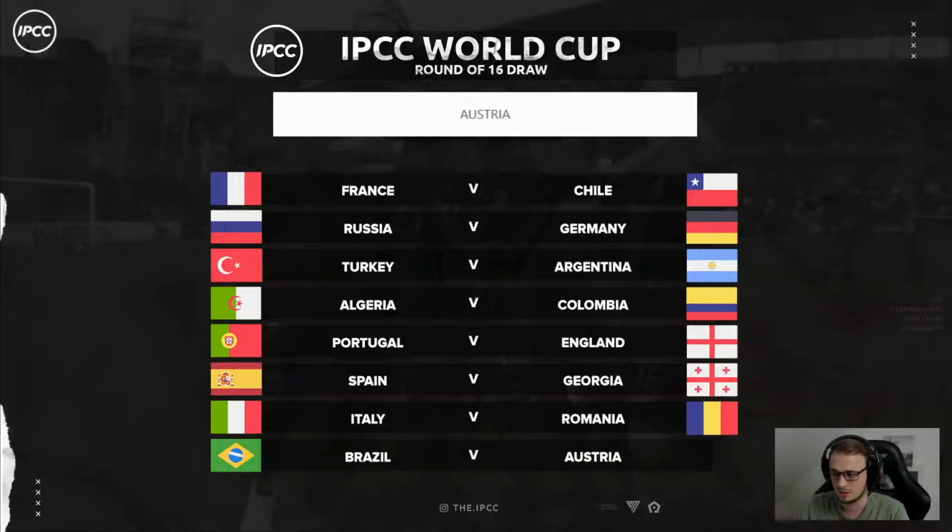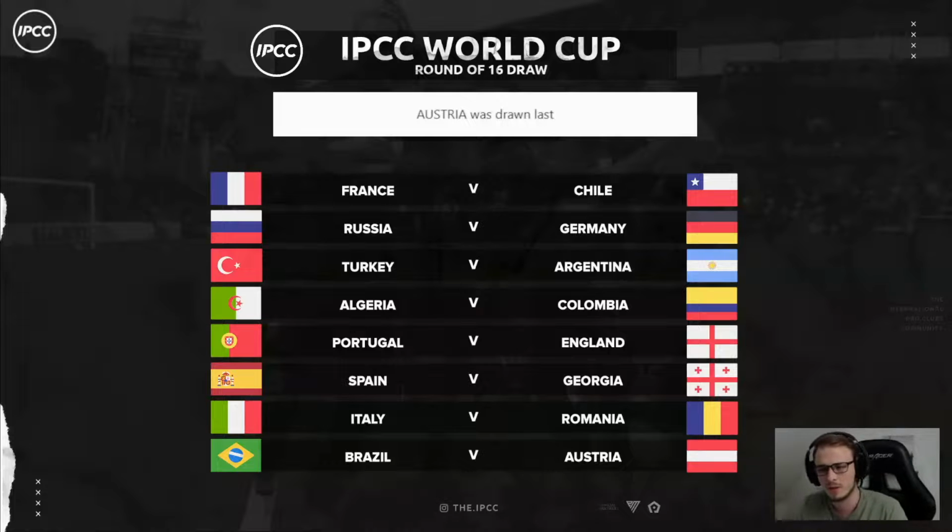Yeah, and if the flag is there, we have finished the draw for the round of 16. Nice, there it is. This is the overview for the round of 16. Maybe some reminders. The games need to be played on the next week Wednesday and next week Sunday. Sunday, obviously, only if the time difference is larger than 3 hours. That will be done for France versus Chile, Turkey versus Argentina, Algeria versus Colombia, Brazil versus Austria, and the rest will be played on Wednesday.